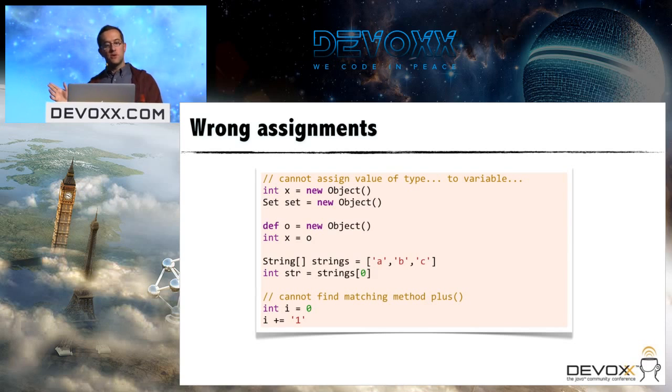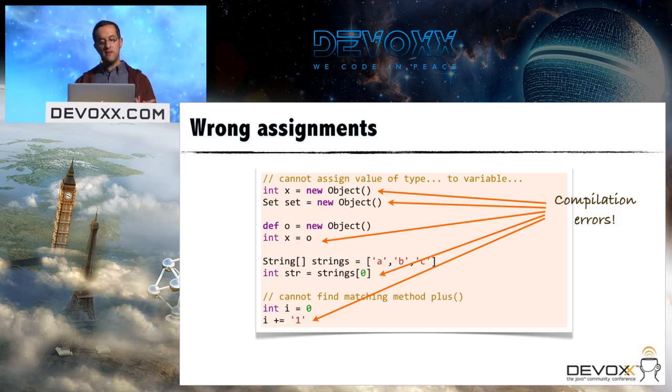What this feature is doing, if you're doing some wrong assignments, like you want to assign an object into a primitive value, or some class into another class with which it's not compatible, or if you have an array of strings and you want to retrieve an element of the array and put that inside, here in my example, an int variable, or if you want to append a string to an int, that doesn't mean anything, and all those errors are going to be caught at compilation time.